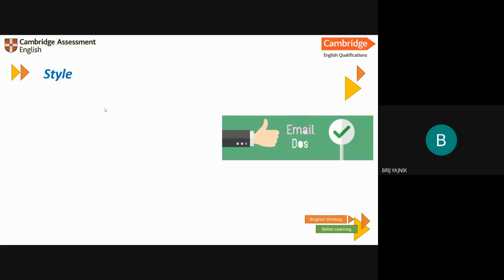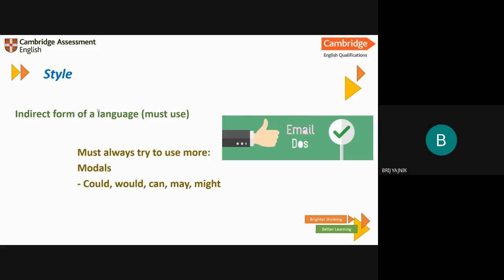Now, after looking at the mechanics, the style. The style is where we talk about the indirect form of a language. And you should always use words like could, would, may, might, and so on. Let's take a very quick practice, and tell me if you're ready for a practice on direct and indirect language, a support exercise where I'm providing you support. Please tell me when you're ready. Type ready if you are.